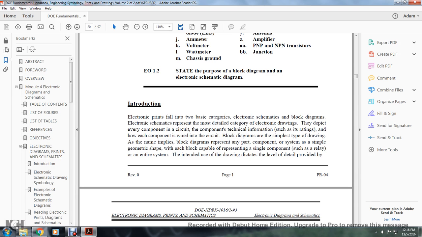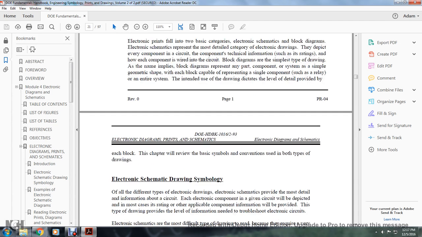Block diagrams are the simplest type of drawing. As the name implies, block diagrams represent any part, component, and sometimes an entire system simply with a geometrical shape, with each block representing a single component such as a relay or another entire system. The intended purpose of the drawing indicates the level of detail provided by each block. This chapter will review the basic symbol conventions used in both types of drawings.